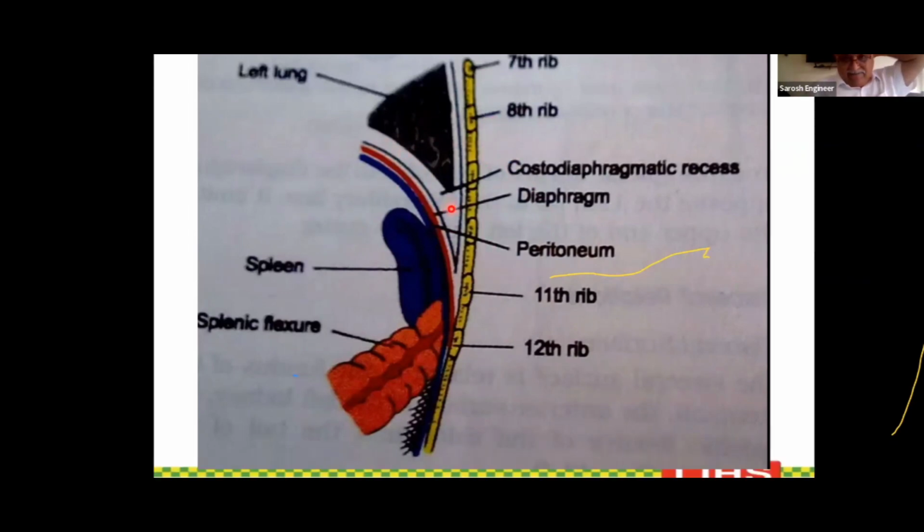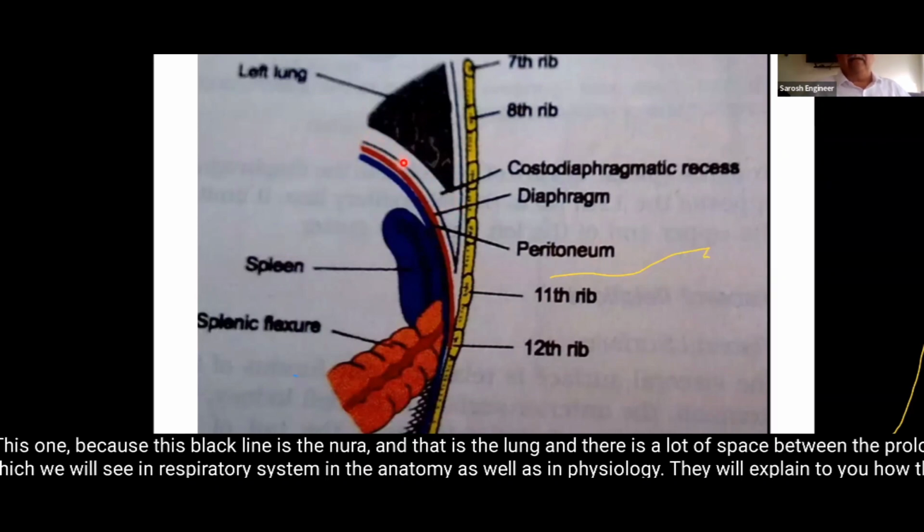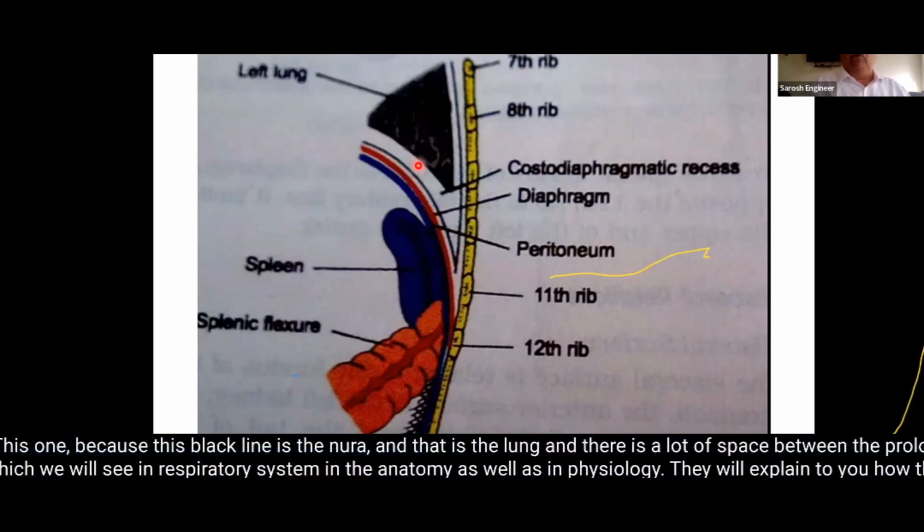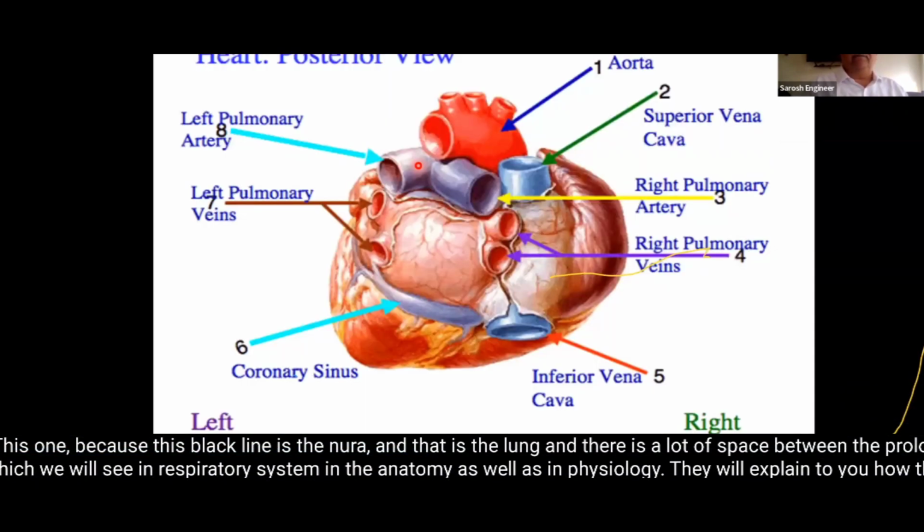And whatever we see in the X-ray film, sometimes we just talk without understanding anything. So this is the costodiaphragmatic angle, this one, because this black line is the pleura, and that is the lung. There is a lot of space between the pleura and the lung, which we will see in respiratory system, in anatomy as well as in physiology. They will explain to you how the lung becomes big.